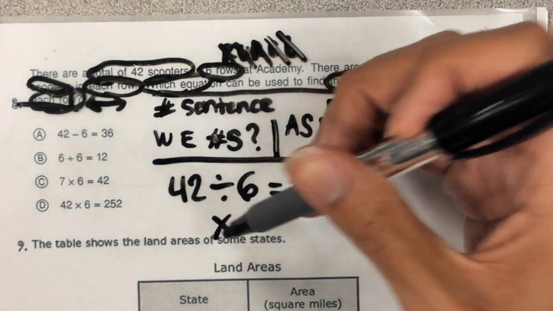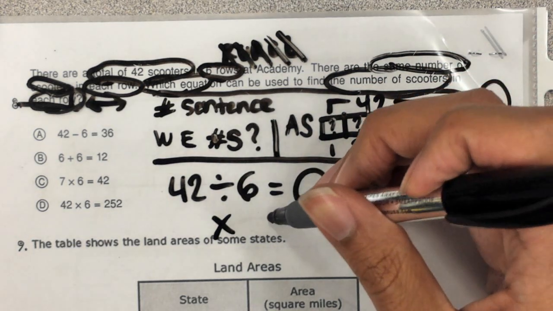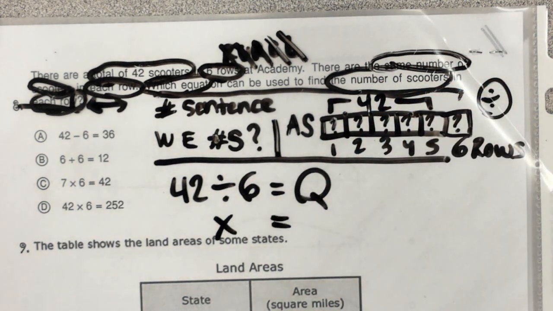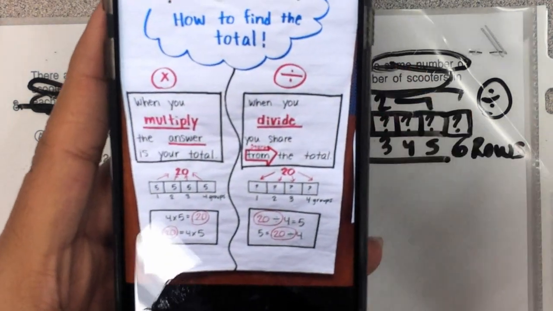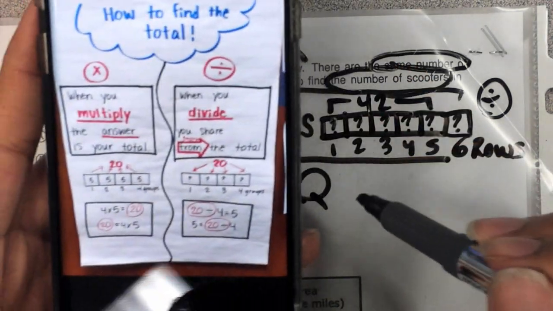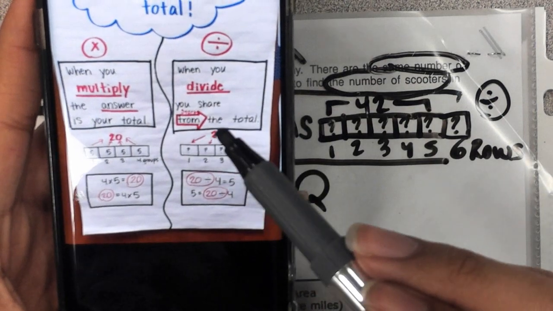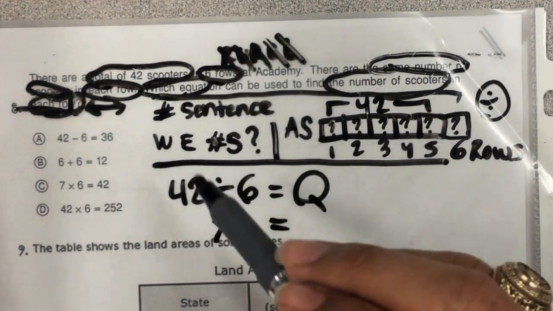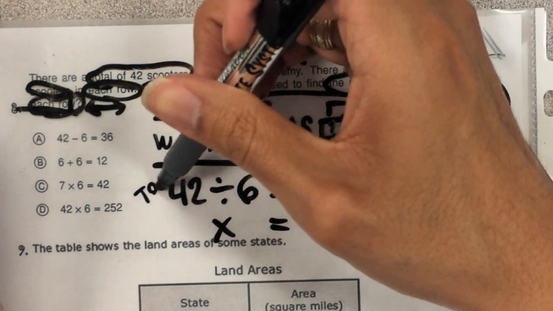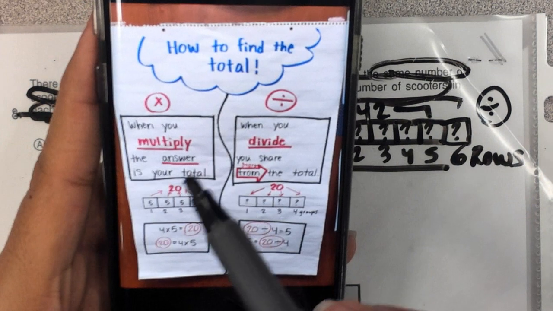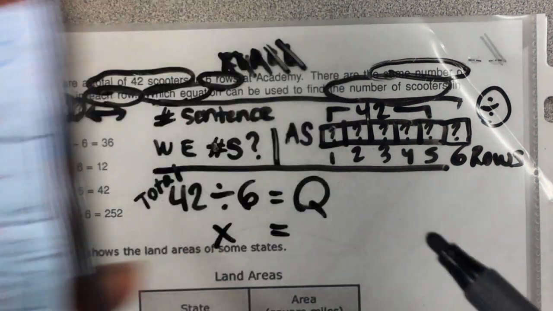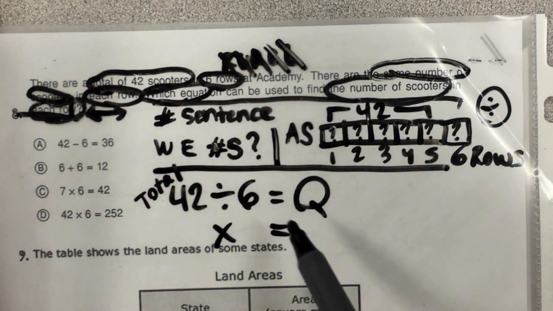So I'm just going to write a multiplication symbol right under the division sign. I'm going to write the equal sign. And now I have to look at another anchor chart to help me figure out where the numbers need to go. We need to look at the how to find the total anchor chart. So we had the division number sentence. When you divide, you share from the total, and that's why the total went in the beginning. But when you multiply, the answer is your total. So our total has to be our answer.